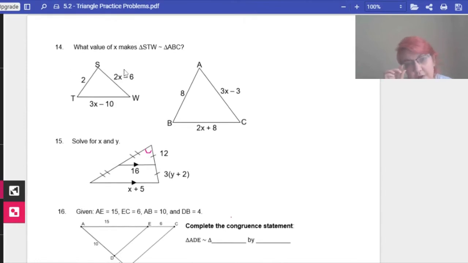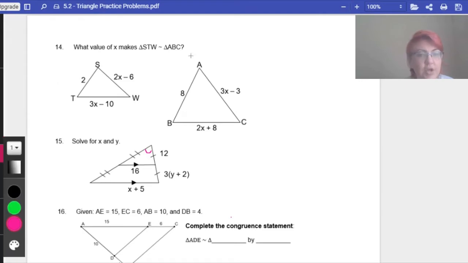What value of x makes triangle STW similar to triangle ABC? Well, I see a similarity statement, so I'm going to stack them. And let me get my drawing tool. S, T, W goes over A, B, C.